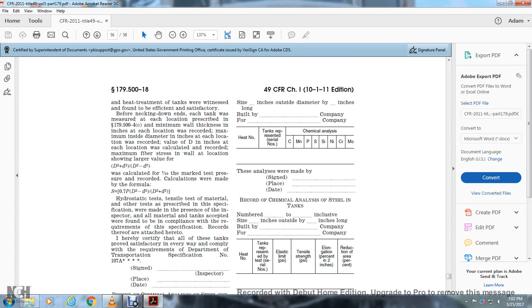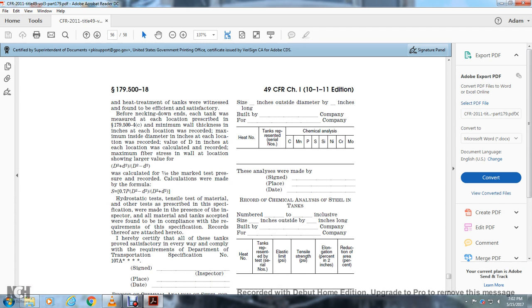Heat treatment of the tanks was witnessed and found satisfactory. After breaking the neck down, each of the tanks was measured for each location prescribed in 179-504. Minimum wall thickness, inch, of the location recorded, with the maximum inside diameter, inch, of each location recorded, with the calculated maximum fiber stress with the wall at the location shown in the larger value, D2 plus D2 and D2 minus D2, which was calculated with 7/10 of the mark test pressure recorded. The calculations were made with the formula S equals 0.7 plus 7P times D2 times D2 plus D2.